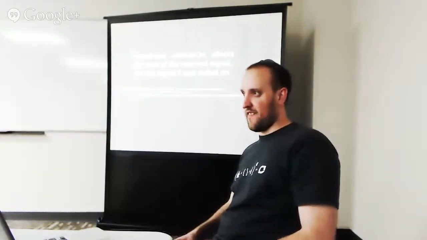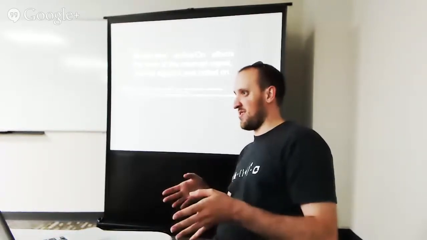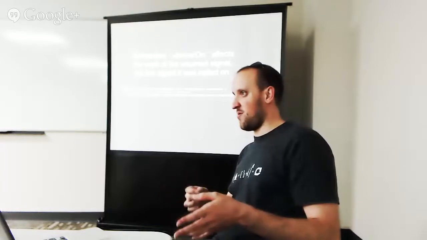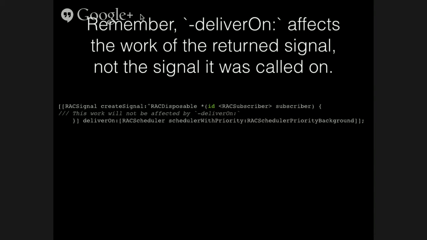Deliver on affects where it's delivered. So you have to start the signal with a scheduler to have the signal block execute on a scheduler. You can't say deliver on and expect the signal block to be delivered on a thread. It's the results after when you subscribe. So just remember that deliver on affects the results that are delivered, not the actual work inside. So create a signal, and you can't execute that signal asynchronously by calling deliver on. It'll only affect your return. So be cognizant of that.